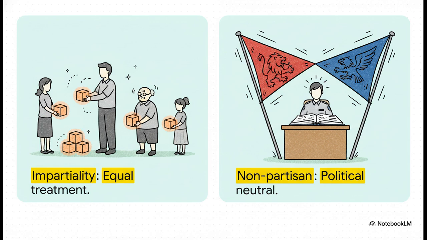Impartiality is the equal treatment of all rival and disputant groups. This builds massive trust, especially among marginalized classes who might not have a loud voice in the media. Non-partisanship, however, is strict political neutrality. It ensures administrative continuity and rational decision-making, regardless of which political party happens to hold power today.